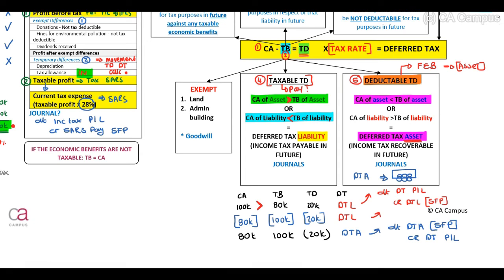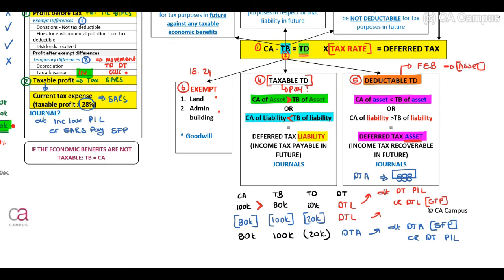Let's have a look at our next set of rules. Exemptions. And this you will find in paragraph 15 and paragraph 24 of IAS 12. Remember that land and admin building will be exempt. These are the rules followed by UNISA. Now, what does it mean if it's exempt?